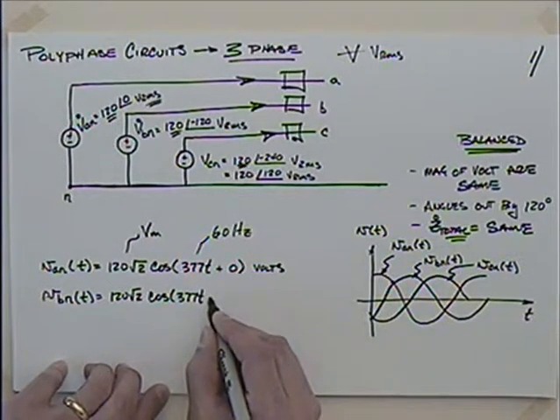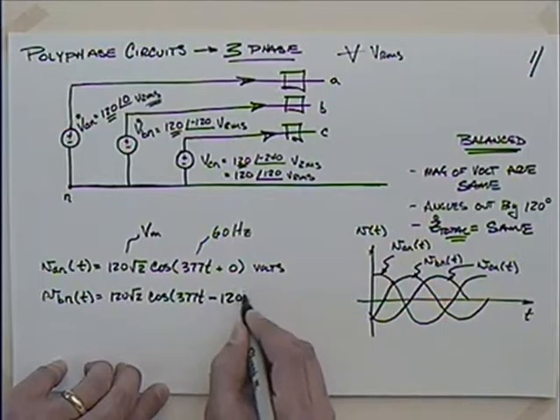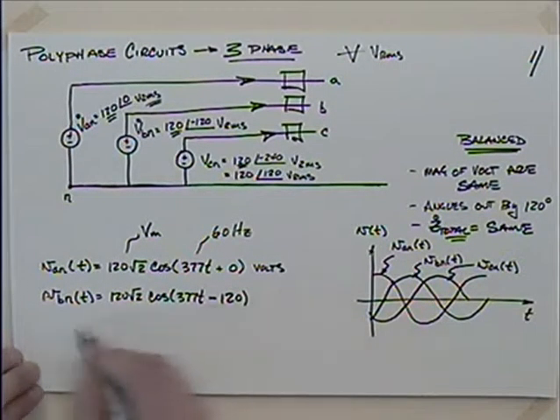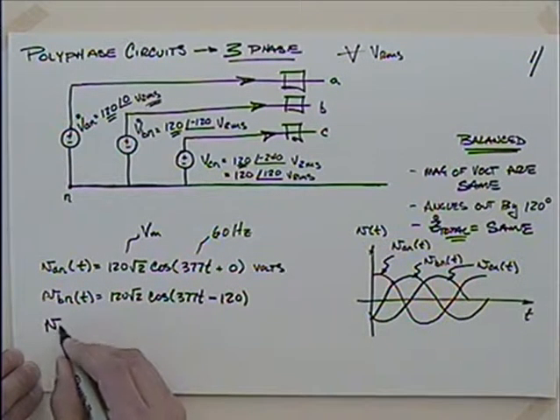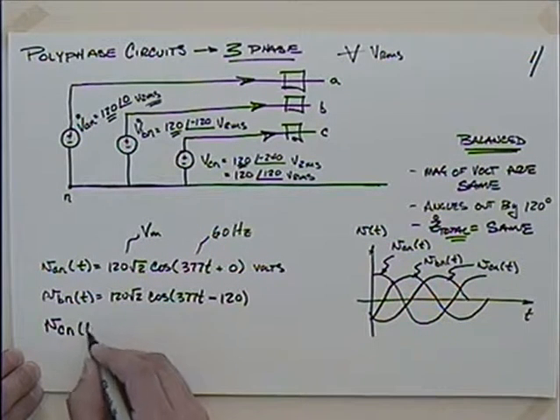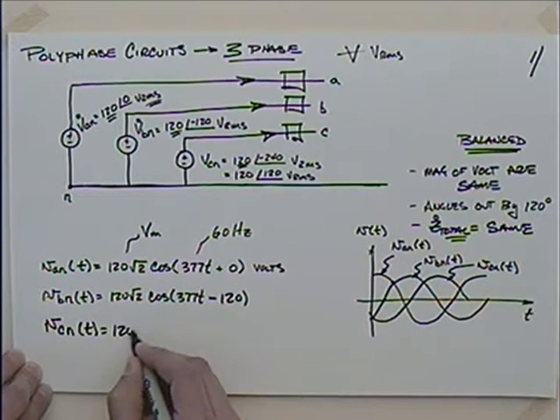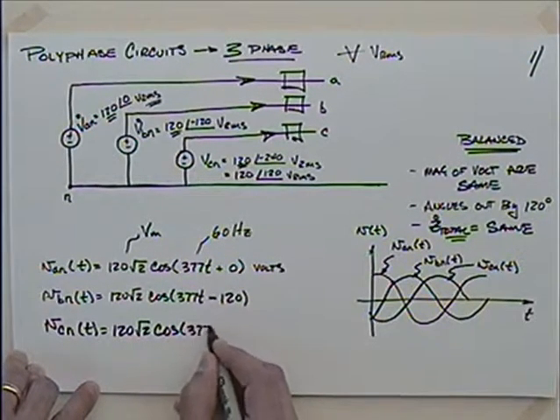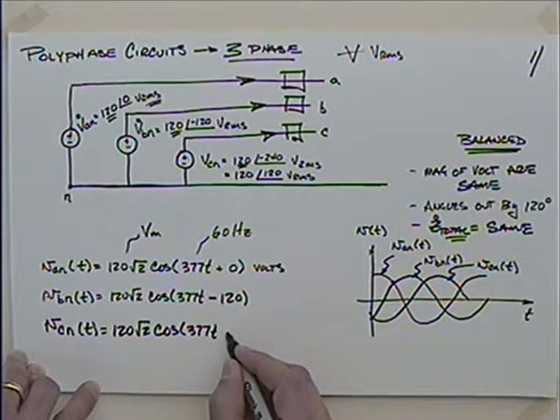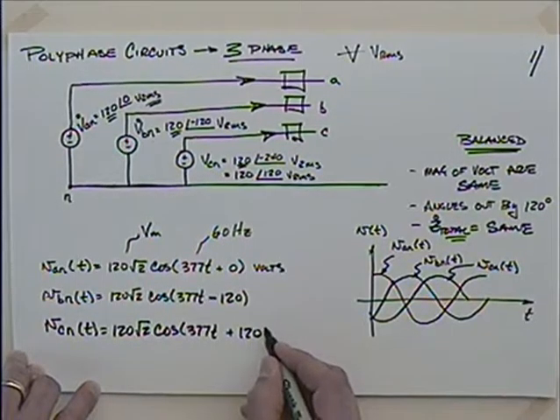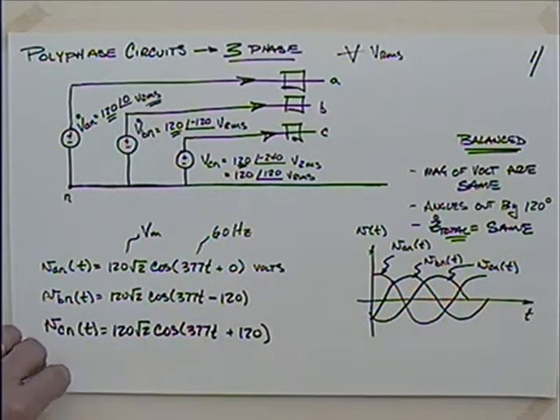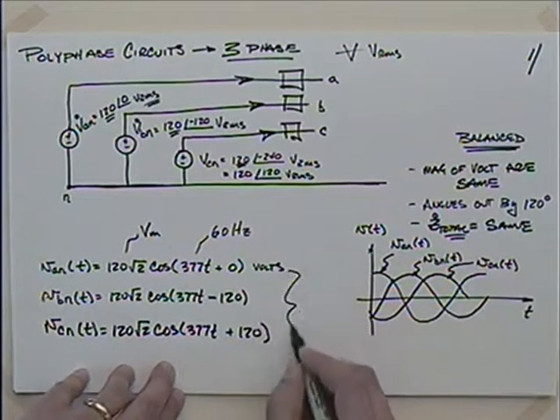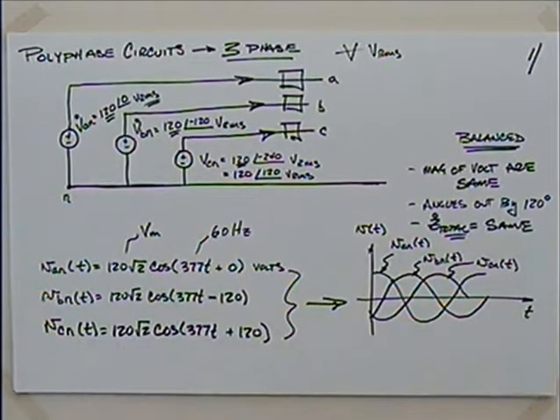What's our phase shift here? Minus 120 degrees. And likewise, if I were to complete this, C to N in the time domain is equal to 120 times the square root of 2 times the cosine of 377t, then plus 120 or minus 240 would be exactly the same thing. And if you take these and you plot these, you're going to get something like that.